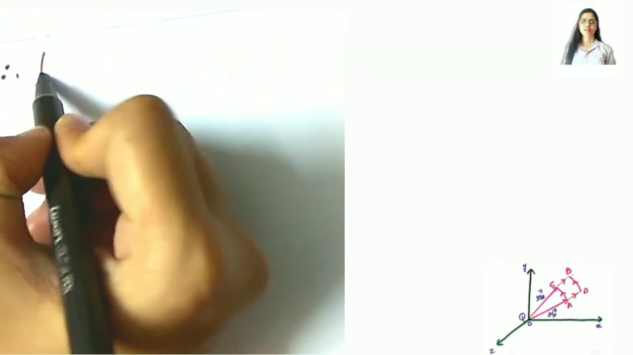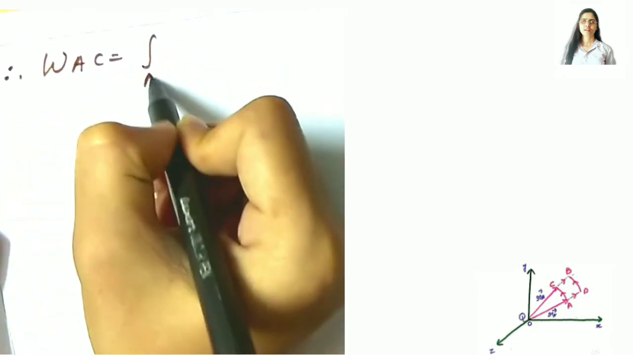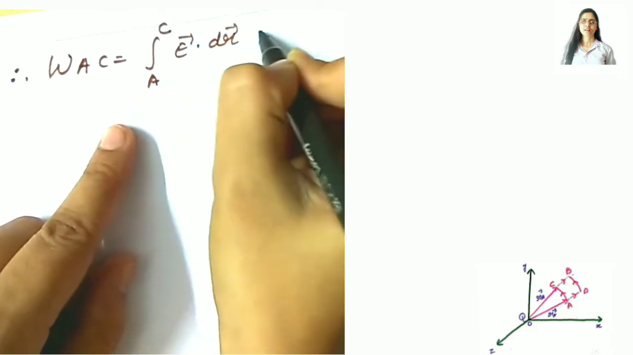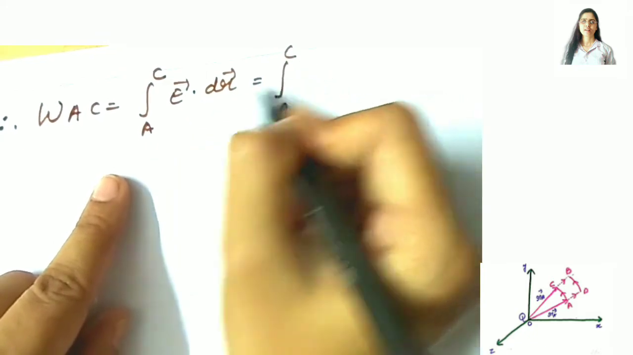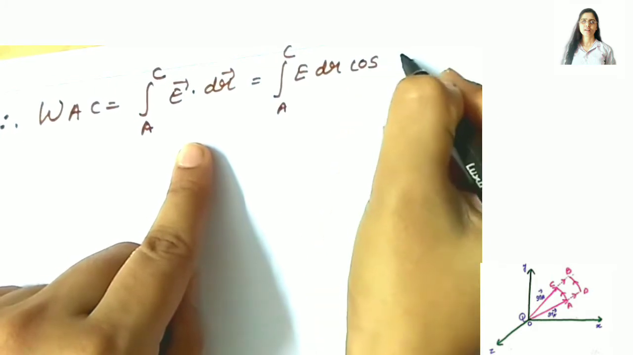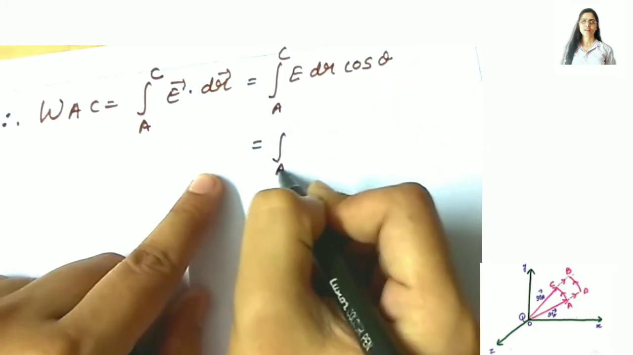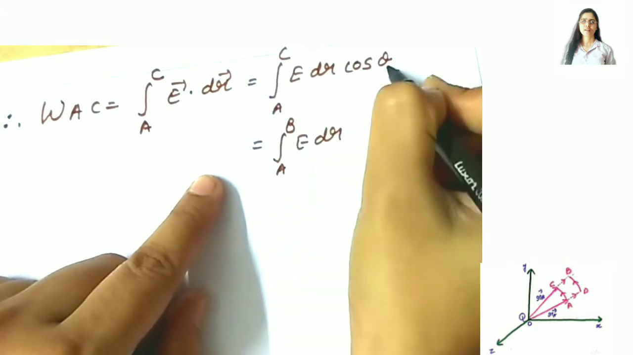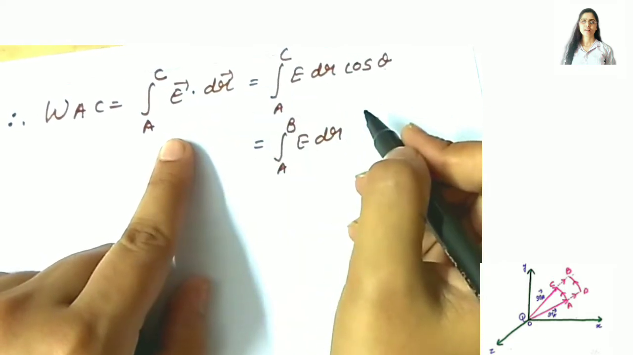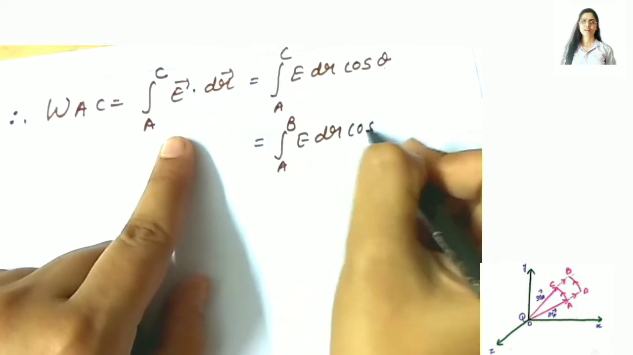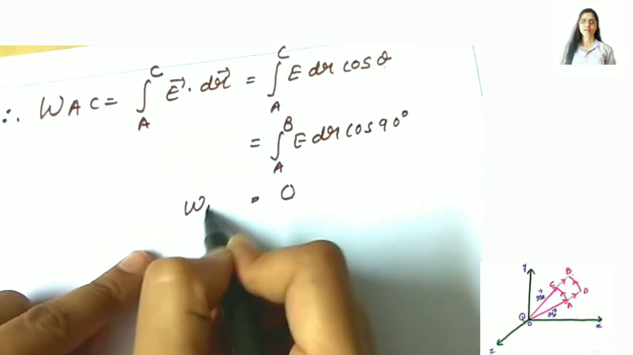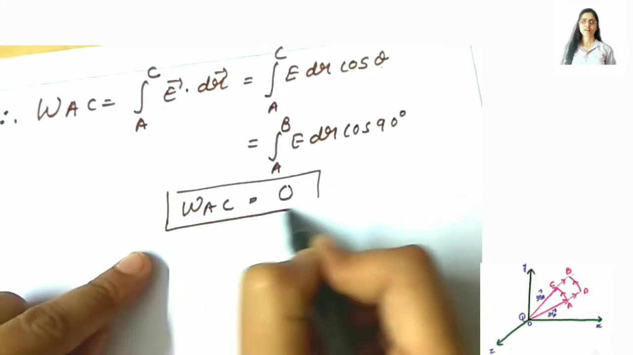W of AC is equal to the integration from A to C of vector E dot d vector R, equal to the integration from A to C of E dr cos theta. Cos theta is the angle between vector E and d vector R, and both are perpendicular to each other, and therefore cos 90 degrees. Cos 90 is 0, so the work is also 0. W of AC equals 0.